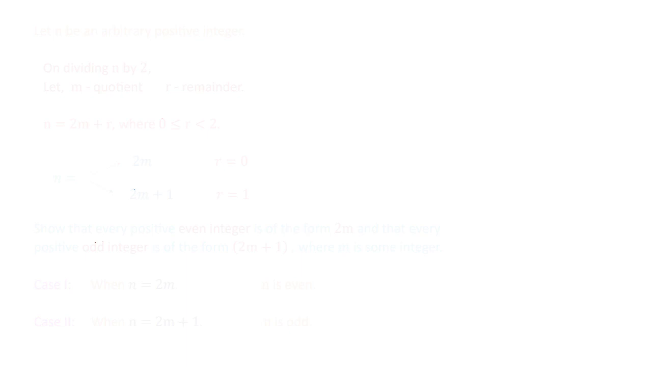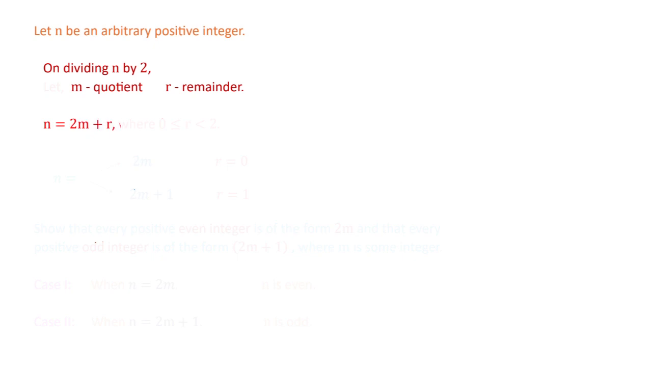Now next, suppose there is an arbitrary positive integer n, and we are dividing it by 2. By Euclid's division lemma, we obtain two numbers, m and r, called the quotient and the remainder, such that n is equal to 2m plus r, where r is greater than or equal to 0 and less than 2. It means the possible values of r are either r is equal to 0 or r is equal to 1.